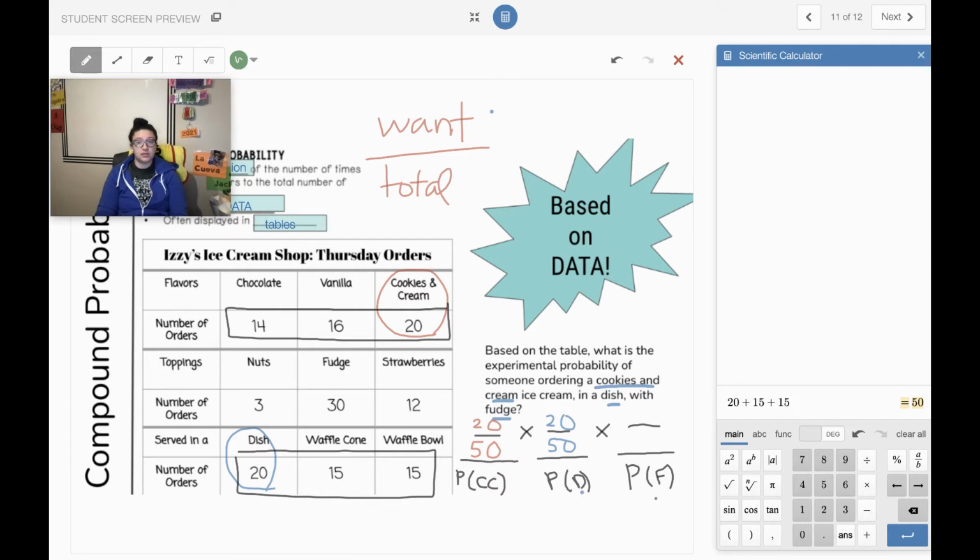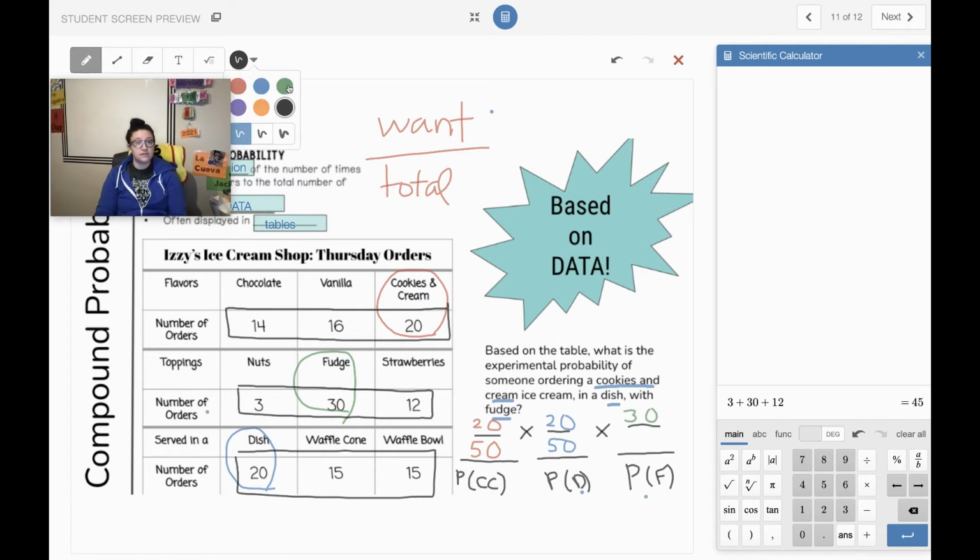And then the last probability we want is the probability of someone ordering fudge. How many people ordered fudge? 30. You try finding on your own how many total people ordered toppings. How many total topping orders were there? Try that on your own for me. Three plus 30 plus 12. Only 45 people got toppings.